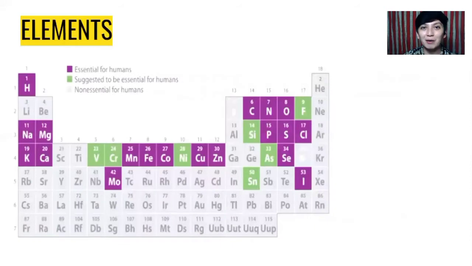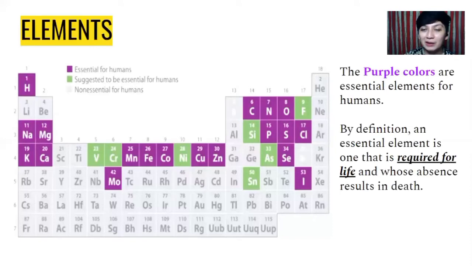And then we all know that elements here in our periodic table, as you can see, we have highlighted with the color violet and then with the color green and then not a highlighted one. So those highlighted ones, the purple colors, are essential elements for humans, meaning to say it's a very important element that plays a very important role, or has a specific role for humans like us.